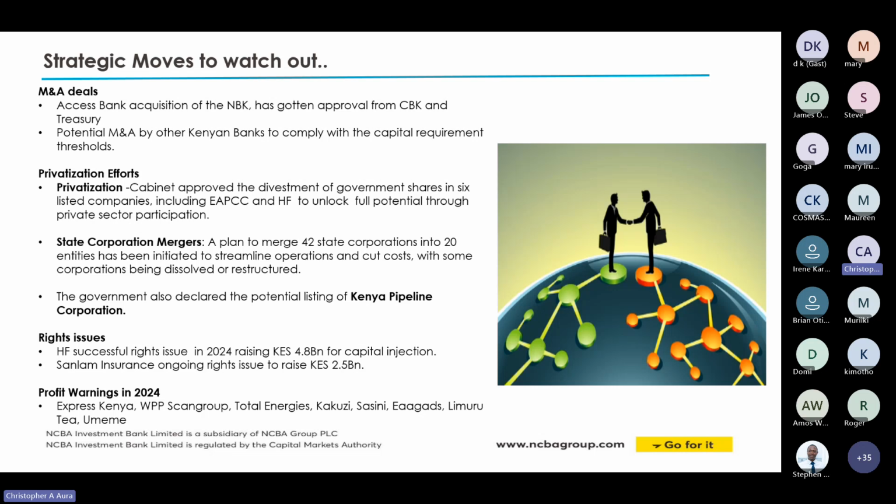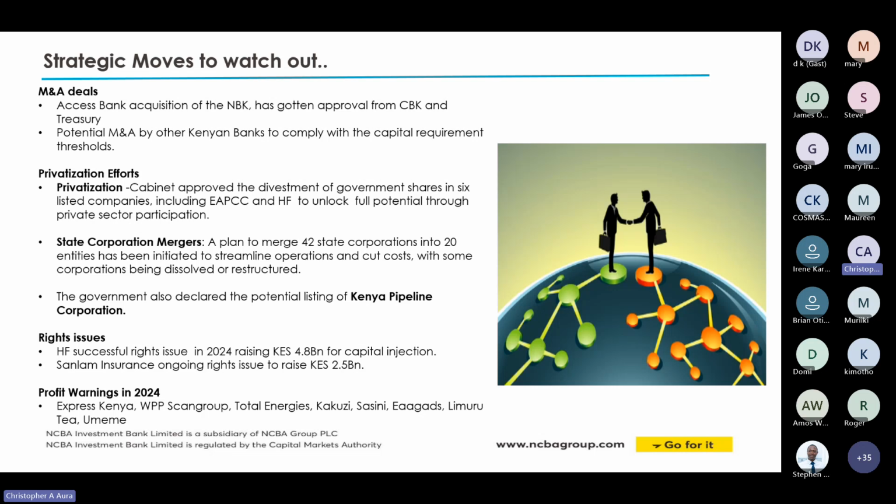And also last year, because of the tough economic environment, we saw some of the companies such as Express and also the ones in the agricultural sector issuing profit warnings. It's just showing you that they were expecting to reduce their profits by 25% compared to the previous year.